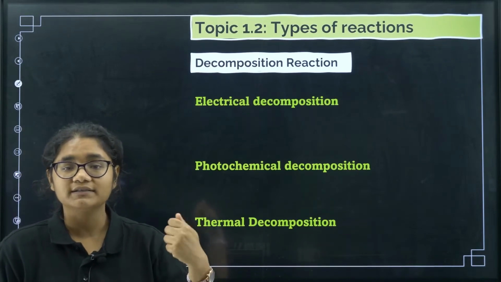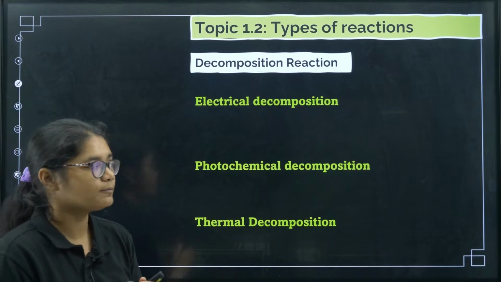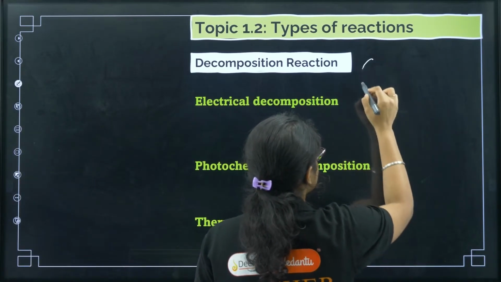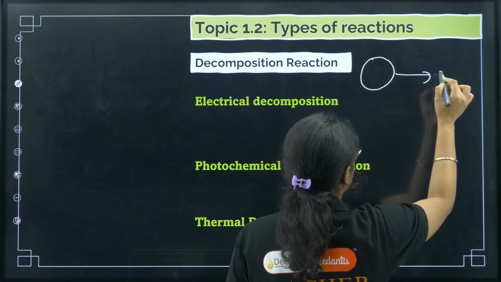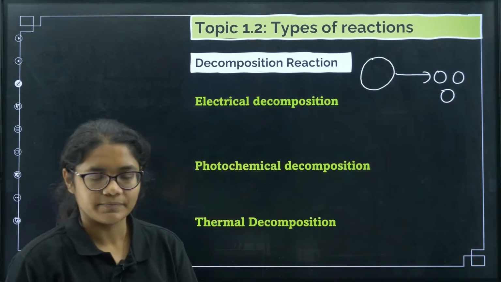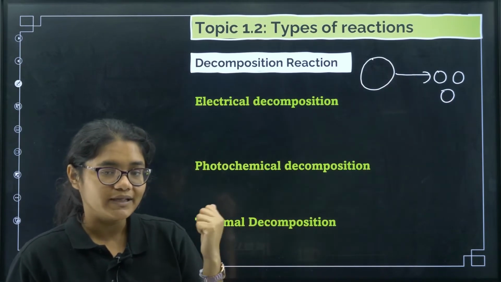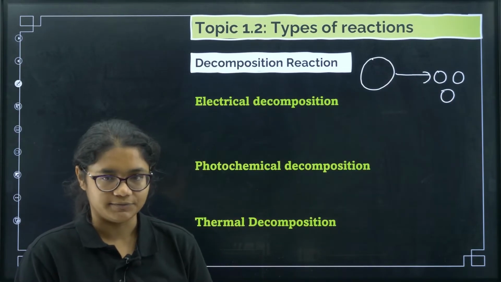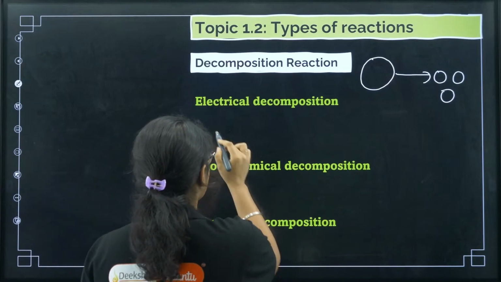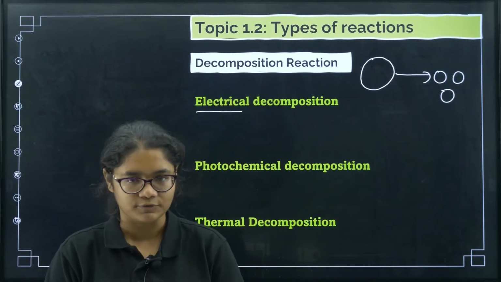Now we will discuss something. We just discussed what a decomposition reaction is, right? Decomposition reaction means one single compound is there and then it breaks into smaller compounds. This is called decomposition reaction. Now to break this compound into smaller compounds, we have to give certain types of energy. If you give electrical energy and break a compound, that is called electrical decomposition.